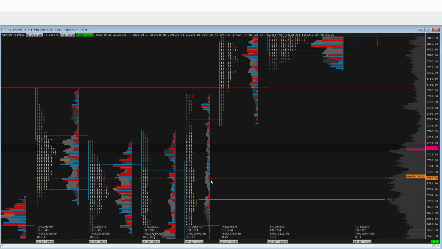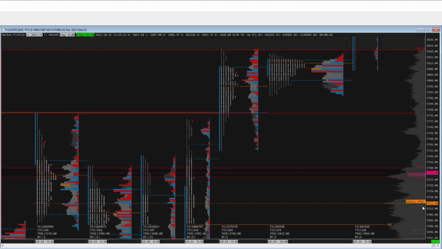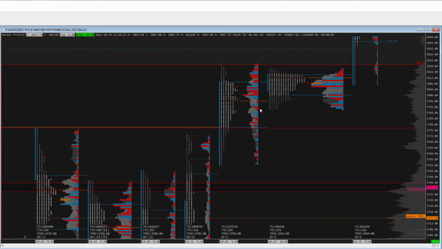So we had a trend day Friday. This is what this trend day looked like. Ugly distribution. Coming in yesterday, we test where we traded around during Friday, and the market is telling us, nope, people are not interested in transacting down here. We will continue up. Sure enough, that's what happened.